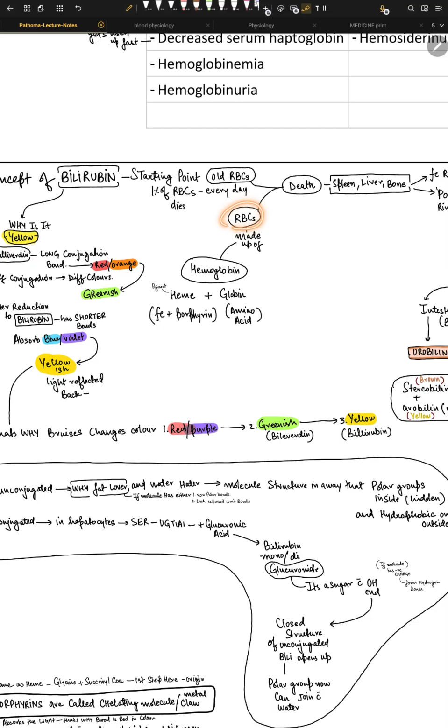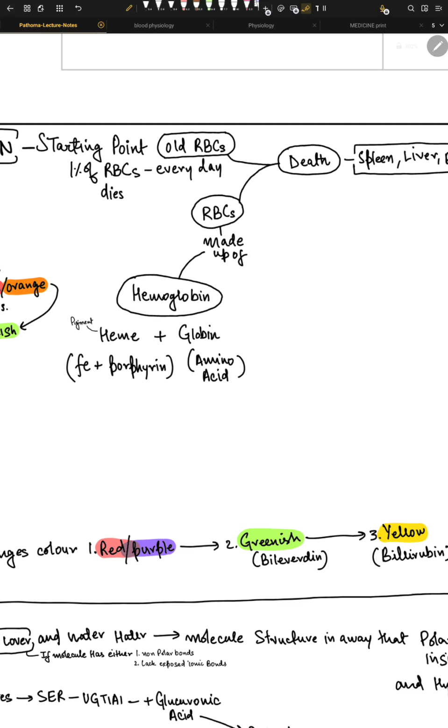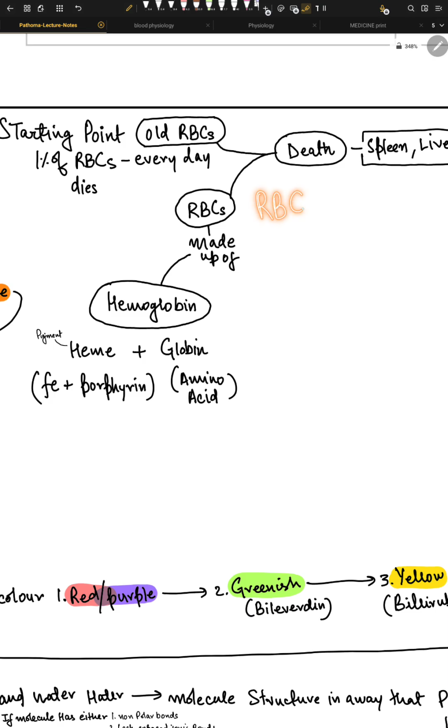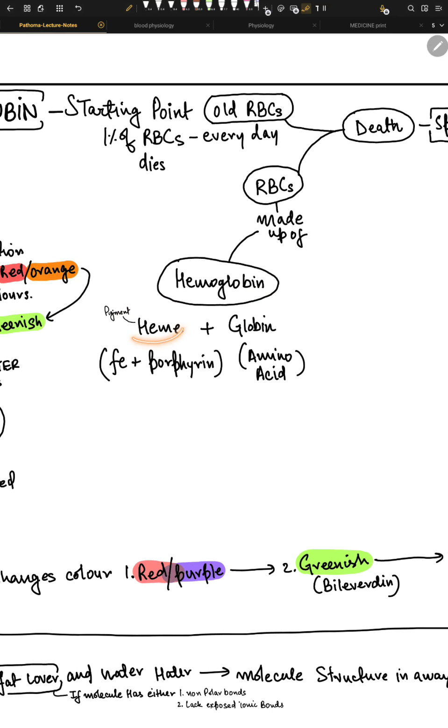Let's try to understand what RBCs really are, because RBC, red blood cells, is a general term. Why is it red? Why is it present in blood, and what's its function? RBCs are made up of hemoglobin, and this hemoglobin has two parts: heme and globin. The heme part gives the color, the red pigment, whereas the globin part is a chain that allows binding of oxygen and allows these functions.